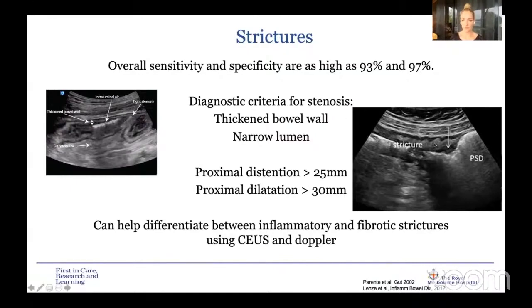And as you can see, these are some more examples where you've got a very narrow lumen here and this pre-stenotic dilatation. So it's very easy to pick up with ultrasound.